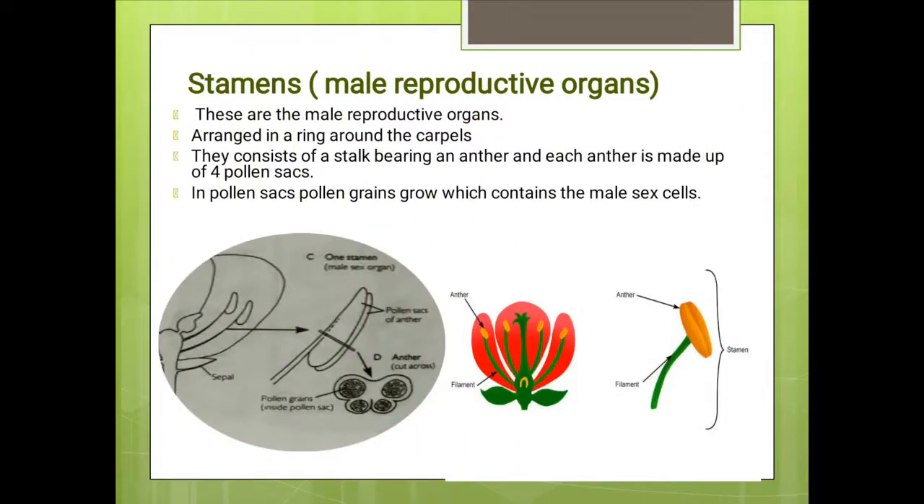Okay guys, now let's look into the male reproductive organs. Well, the stamens are the male reproductive organs. Usually they are arranged in a ring around the carpels, and they have an anther which consists of a stalk bearing, and each anther is made up of 4 pollen sacs in which pollen grains, which are male sex cells, are grown.